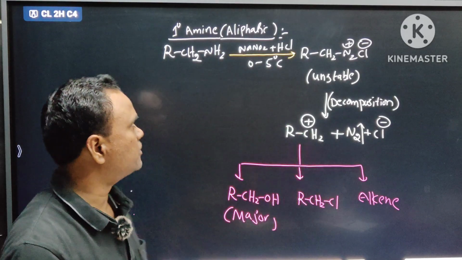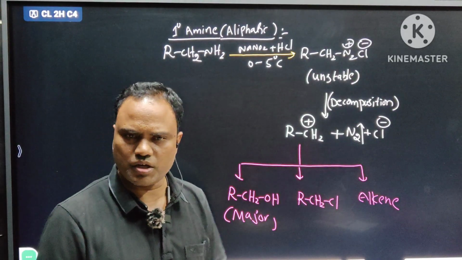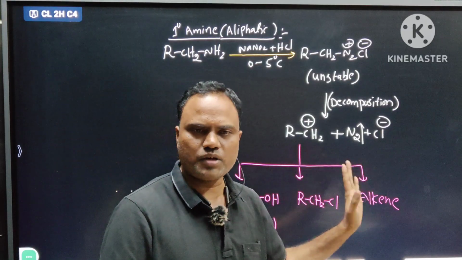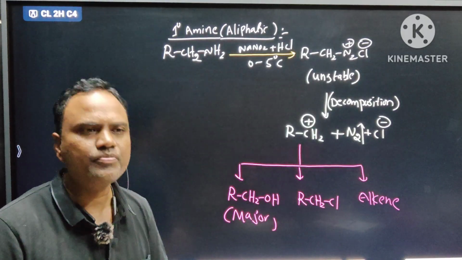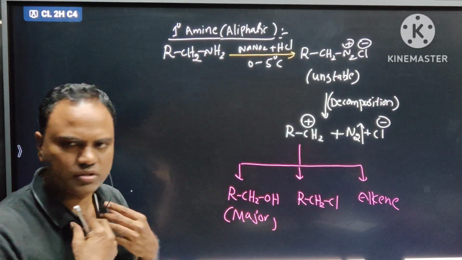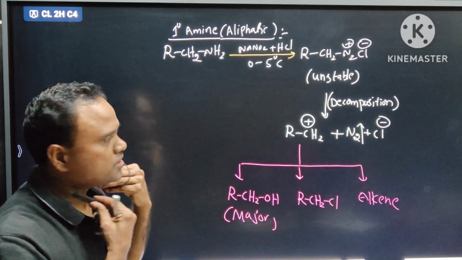This is the general reaction. I took RCH. This is the general reaction. So, very important point: liberation of colorless gas, that is nitrogen, and the major product is alcohol. Alcohol is the major product. Okay, right. Let us take one example.